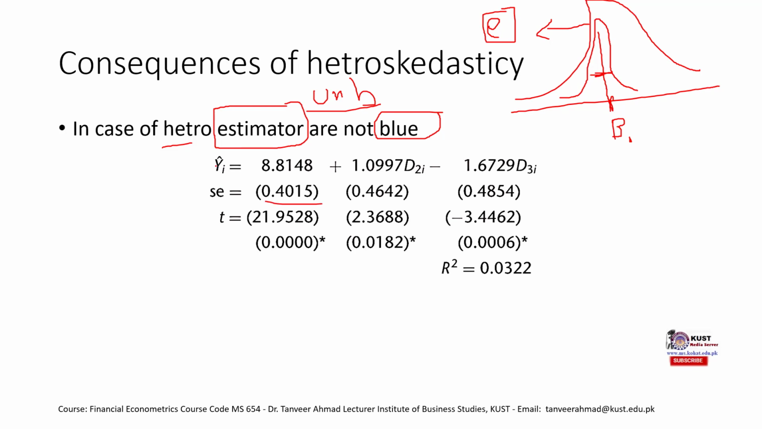And one thing we might have discussed in our previous lecture is how we measure this t value, because the acceptance or rejection of the hypothesis is decided on the basis of this t value. How do we measure this t? This is the coefficient value divided by the standard error. So this 21 is coming from 8.81 divided by 0.40. Now, if there is heteroskedasticity, we do not have an issue with this value. This value still would be good.